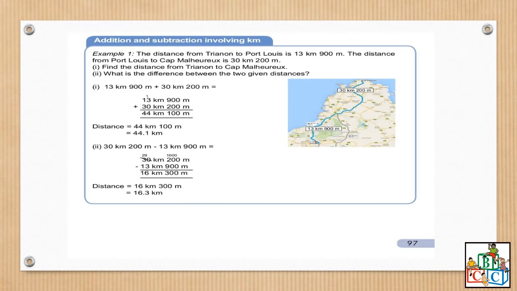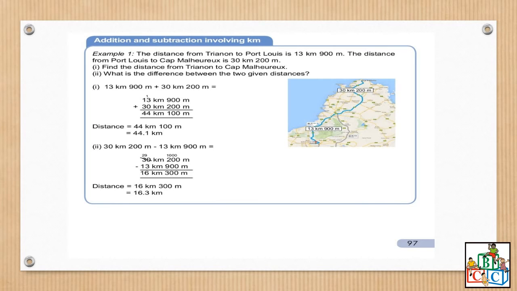So you are going to borrow from 30. When you borrow, 29 is left. Then you will be able to see 1000. Why 1000? Because when you are borrowing from kilometer, 1 kilometer is 1000 meters. That's why you will have to subtract from 1000 plus 200. 1200 minus 900 is equal to 300 meters. The answer is 16.3 kilometers.